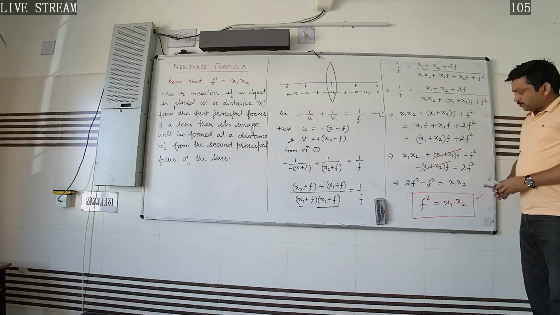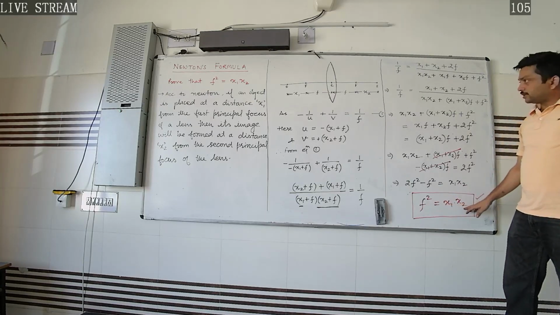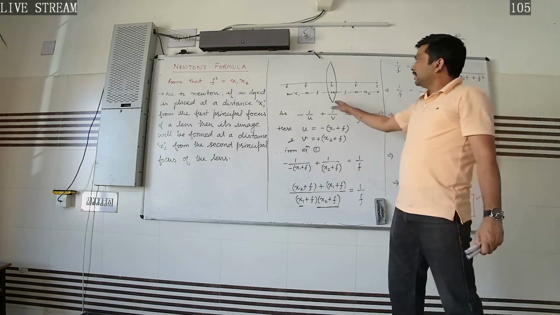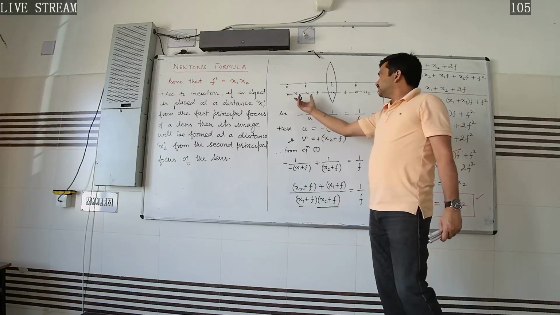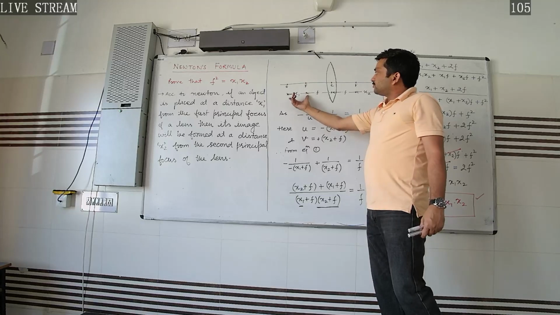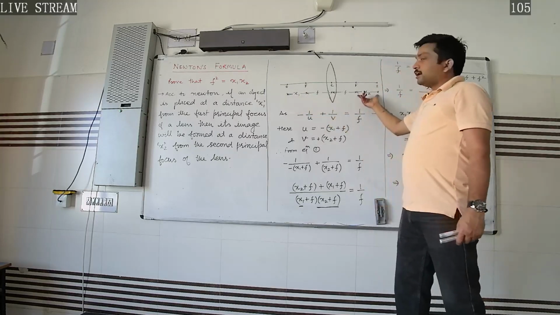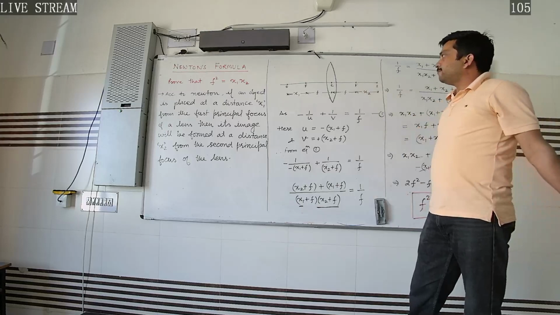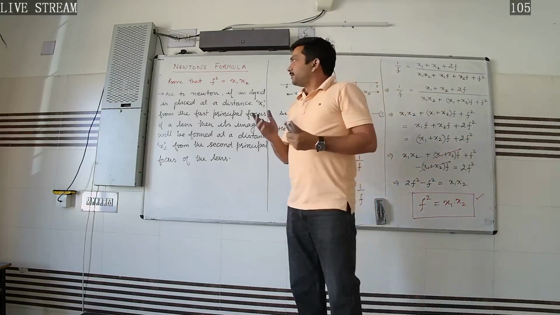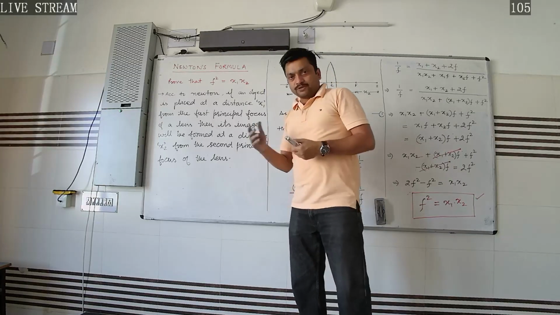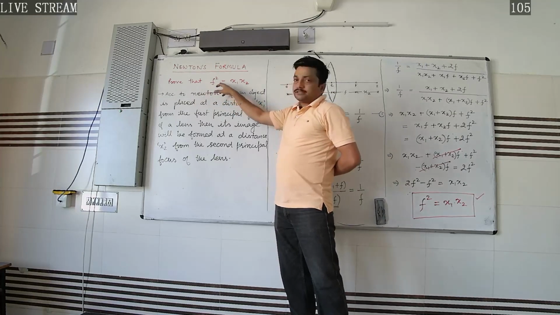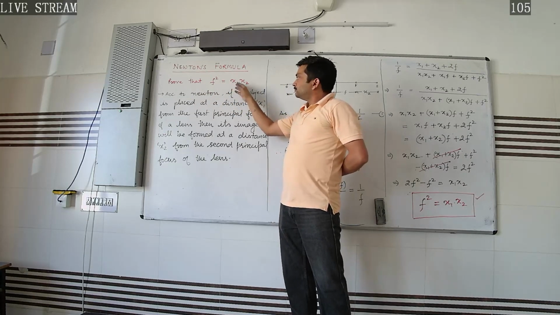This is the Newton formula, that is f square is equals to x1 into x2. That is, the square of the focal length of the lens is equal to the product of the distances, that is the object distance from the first principal focus and the image distance from the second principal focus. So in this way, students, we have studied this Newton's formula. Once again I am repeating, we have the Newton formula, f square is equals to x1 x2, which is used in numerical problems.